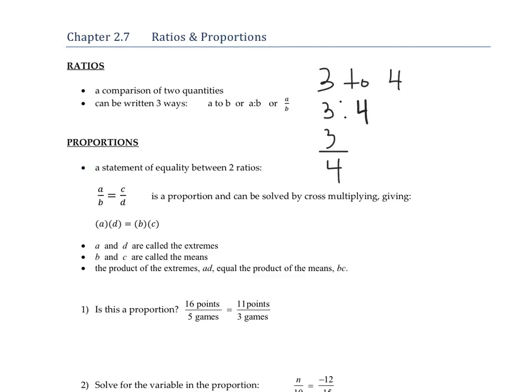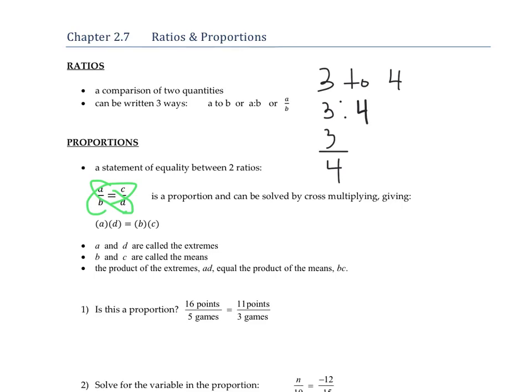Proportions are a statement that you have two equal ratios. Basically, the word ratios mean fractions. We're looking at this form here. So A over B equals C over D is a proportion because of the equal sign. And we can solve these by cross multiplying. This is where you may remember multiplying these diagonals by each other.